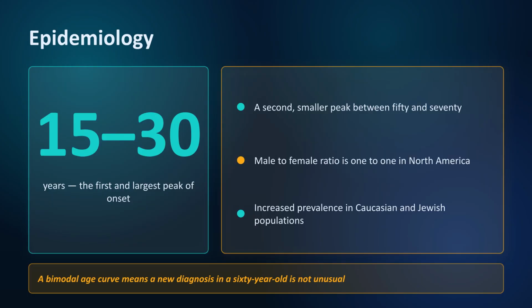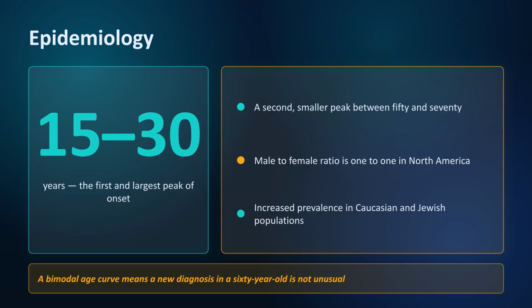Now the epidemiology. The first and largest peak of onset is between 15 and 30 years of age, which is where our patient sits. But the curve is bimodal. There is a second smaller peak between 50 and 70, and that matters at the bedside. A new diagnosis of inflammatory bowel disease in a 60-year-old is not unusual and should not be dismissed as something else. The male-to-female ratio is 1:1 in North America, and prevalence is increased in Caucasian and Jewish populations. Age alone never rules this in or out.